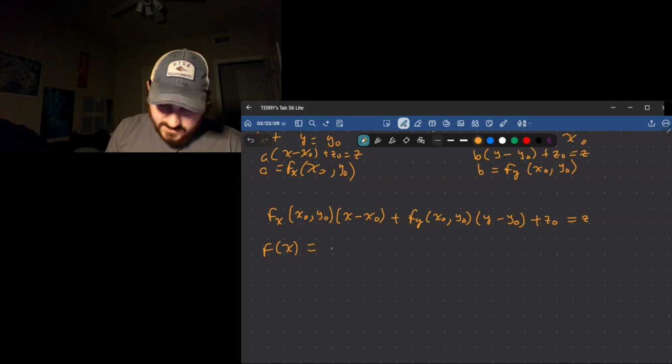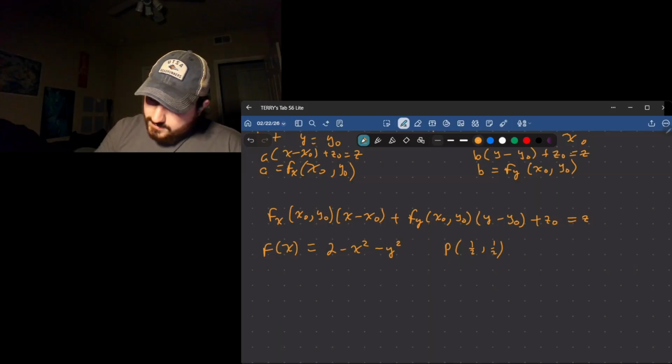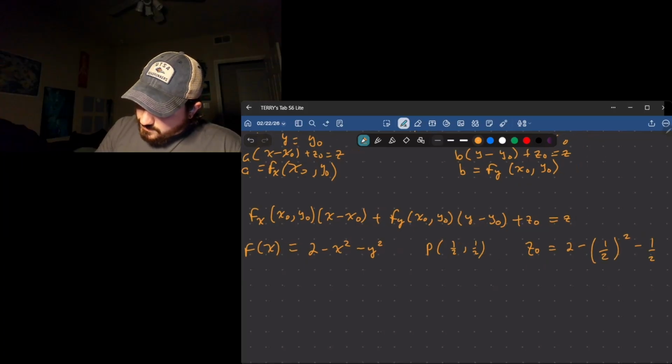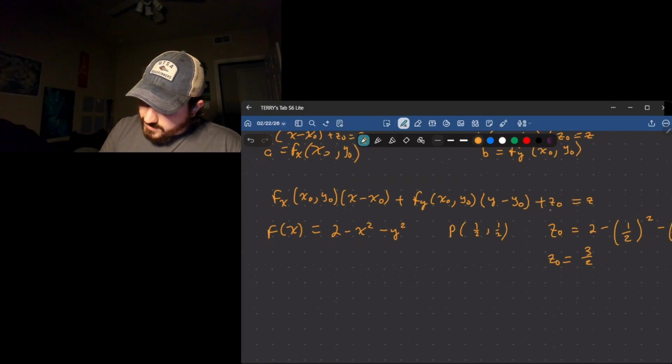So if we're given f of x, y is equal to 2 minus x squared minus y squared, and we're given a point P, which is 1/2 comma 1/2, setting this up is really straightforward. So the first thing we're going to do is solve for z sub 0. So we're just going to plug this point into our original equation, right? So z sub 0 is just f evaluated at these points. So we've got 2 minus 1 over 2 squared minus 1 over 2 squared, right? And so then that gives us z sub 0 is equal to 2 minus 1 over 4 minus 1 over 4, which is minus 1/2, so we get 3 over 2. Nice and easy. Okay, so we've already got our z sub 0.